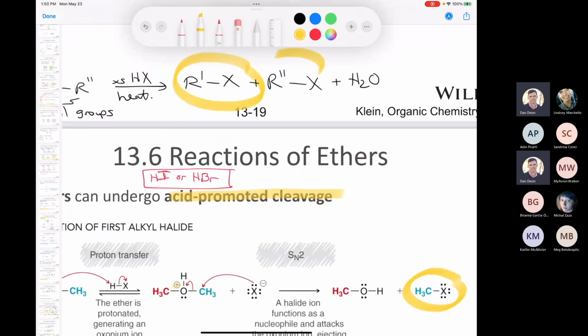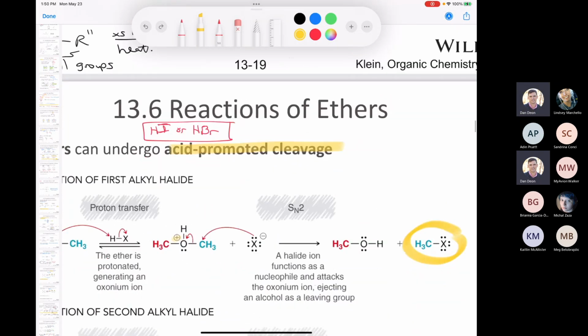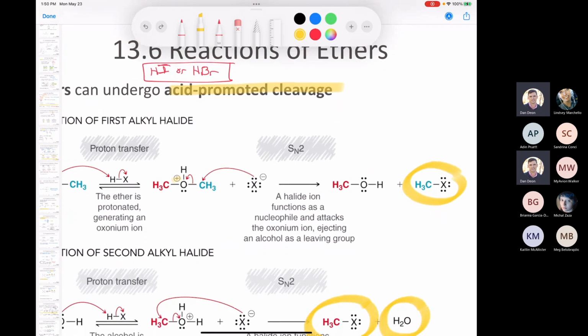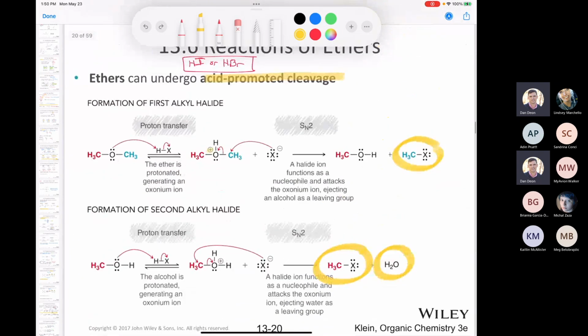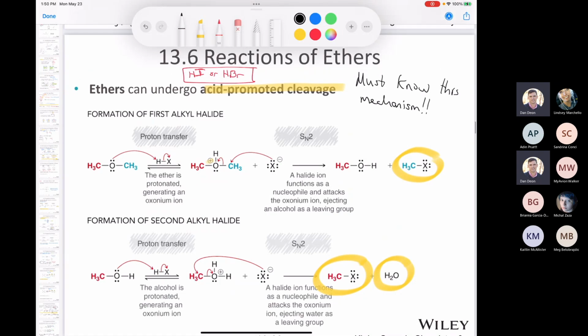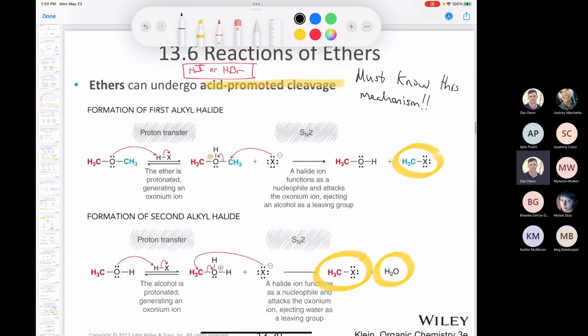You form the RX, RX, and water. And that's what happens when you do an acid-promoted cleavage of an ether. Kind of neat chemistry. And I'm going to put down here, you must know this mechanism. Got to know this mechanism. It's a very important mechanism in organic chemistry, the acid-promoted cleavage of an ether.